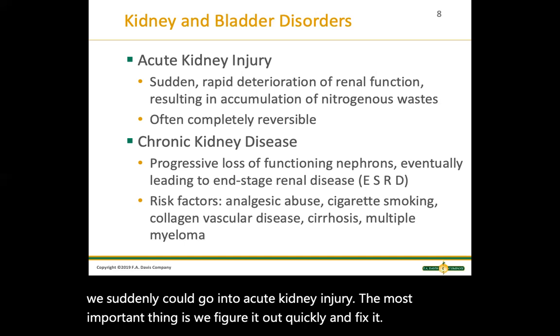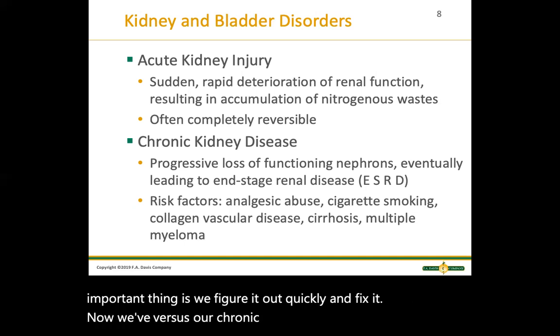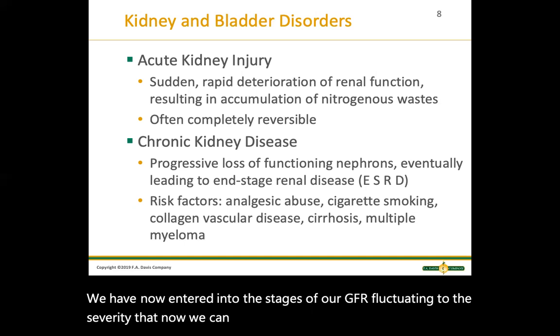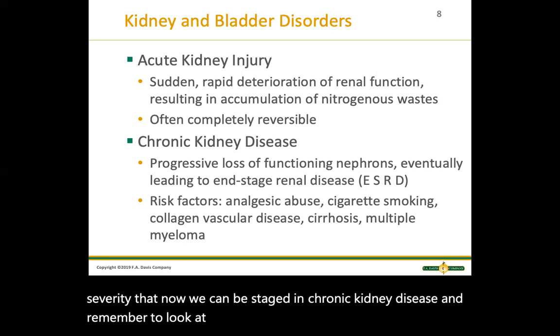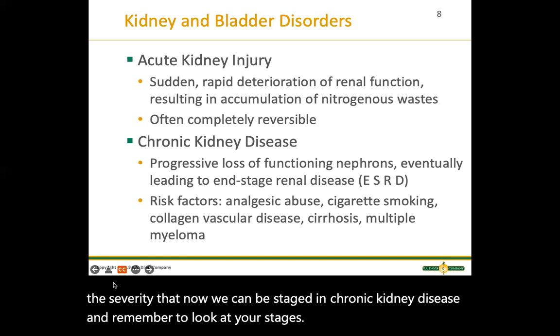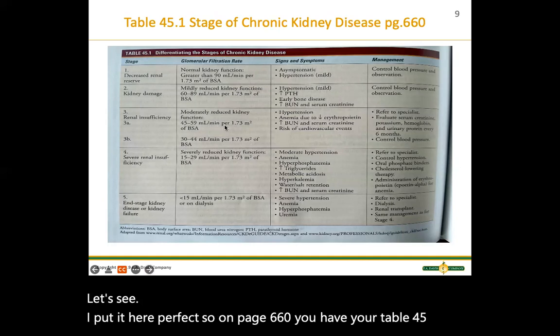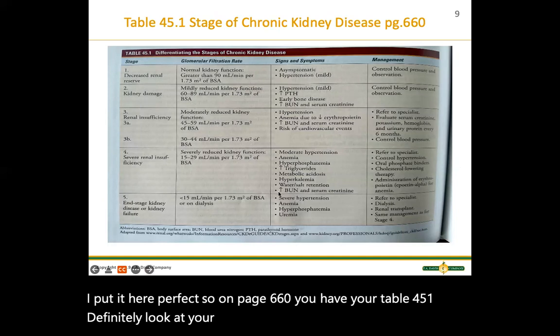Now versus our chronic kidney disease, where we have now entered into the stages of our eGFR fluctuating to the severity that now we can be staged in chronic kidney disease. And remember to look at your stages. On page 660, you have your table 45.1. Definitely look at your stages differentiating the CKD, or chronic kidney disease.